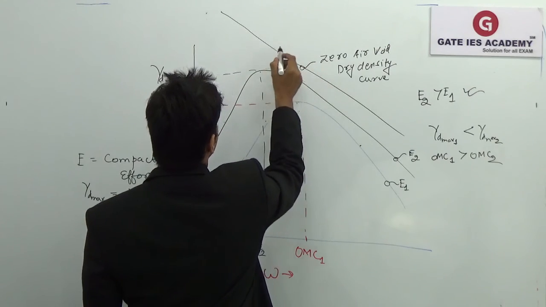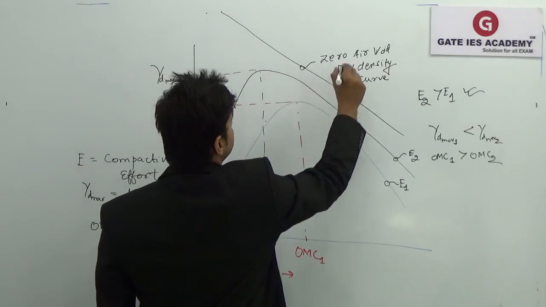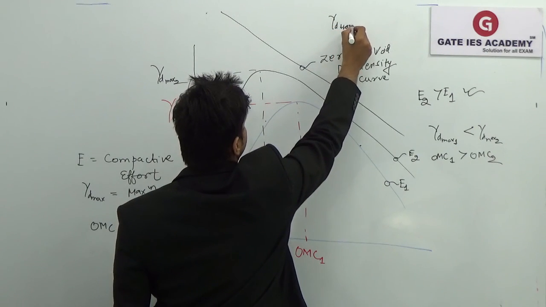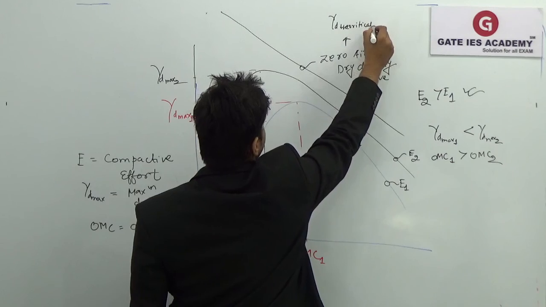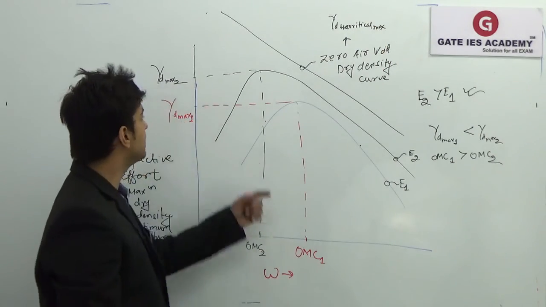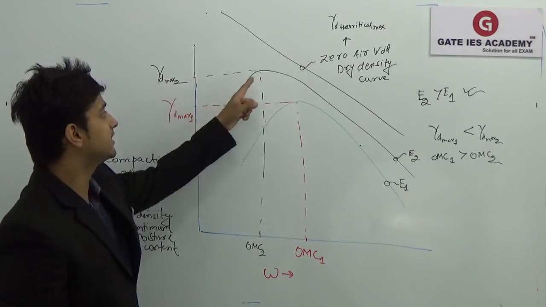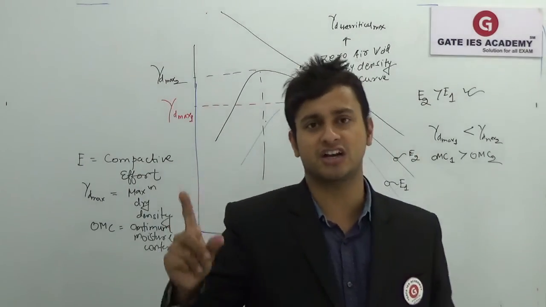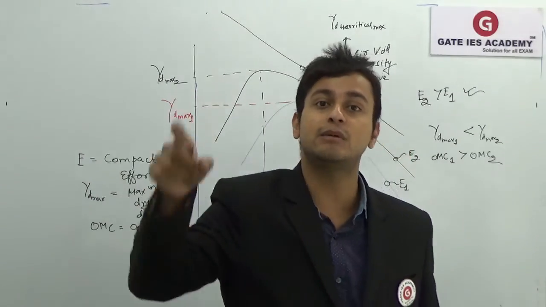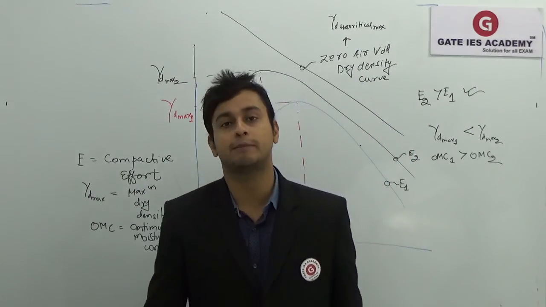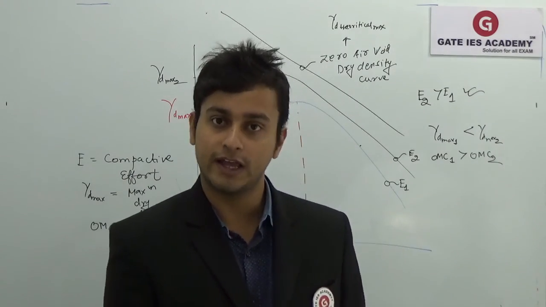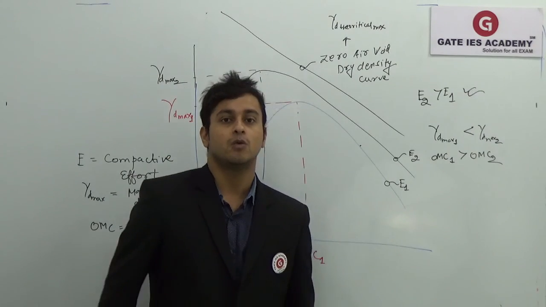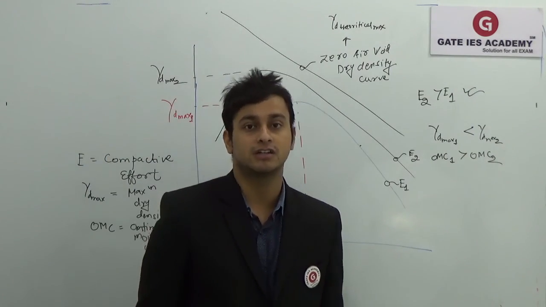Here, whatever we achieve will give me gamma D theoretical max. Okay, there is a difference between gamma D max, which corresponds to OMC, and gamma D theoretical max, which is at any moisture content. If you want the theoretical maximum dry density, you have to saturate the sample at that particular point. Okay, this was the basics that I taught you. Next class we'll be discussing problems on this topic. Thank you.